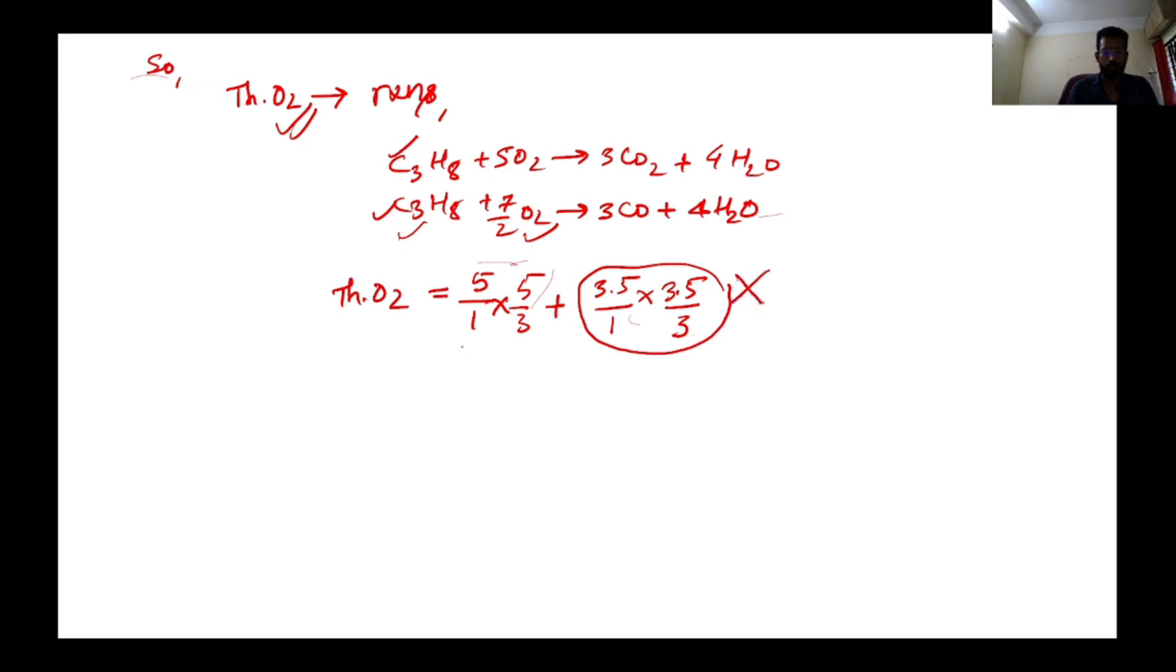Theoretical O2 will be calculated based on the complete conversion of the reactant corresponding to the first reaction. This is the first reaction. We will not consider this, but we will consider the complete conversion. The totally reacted C3H8 we will consider, and based on that, how much O2 will be required will give the theoretical O2.